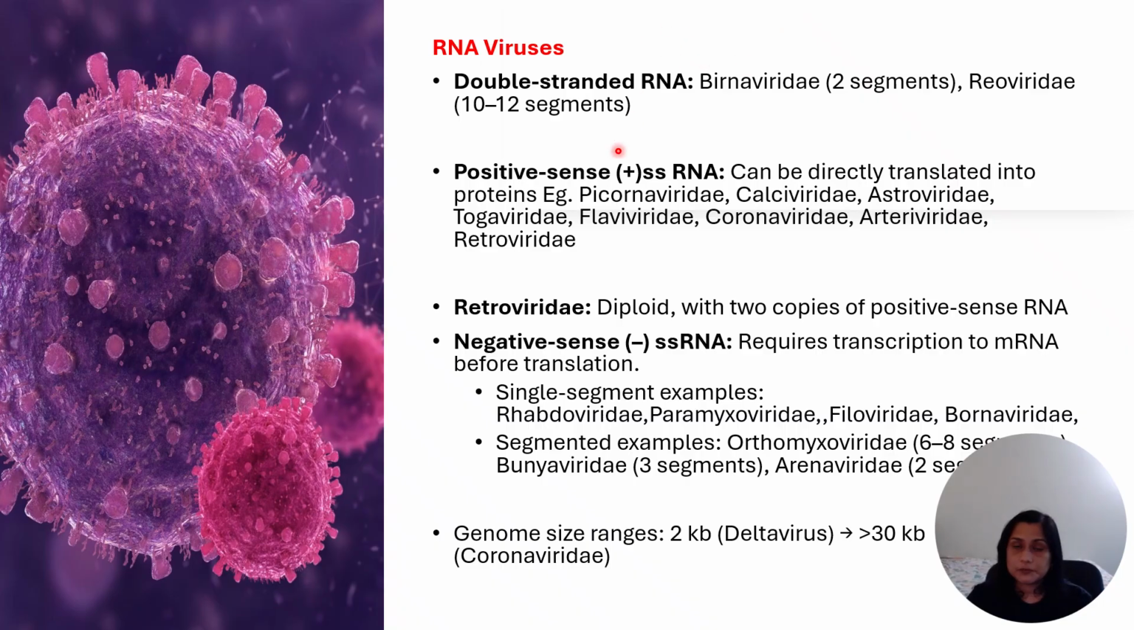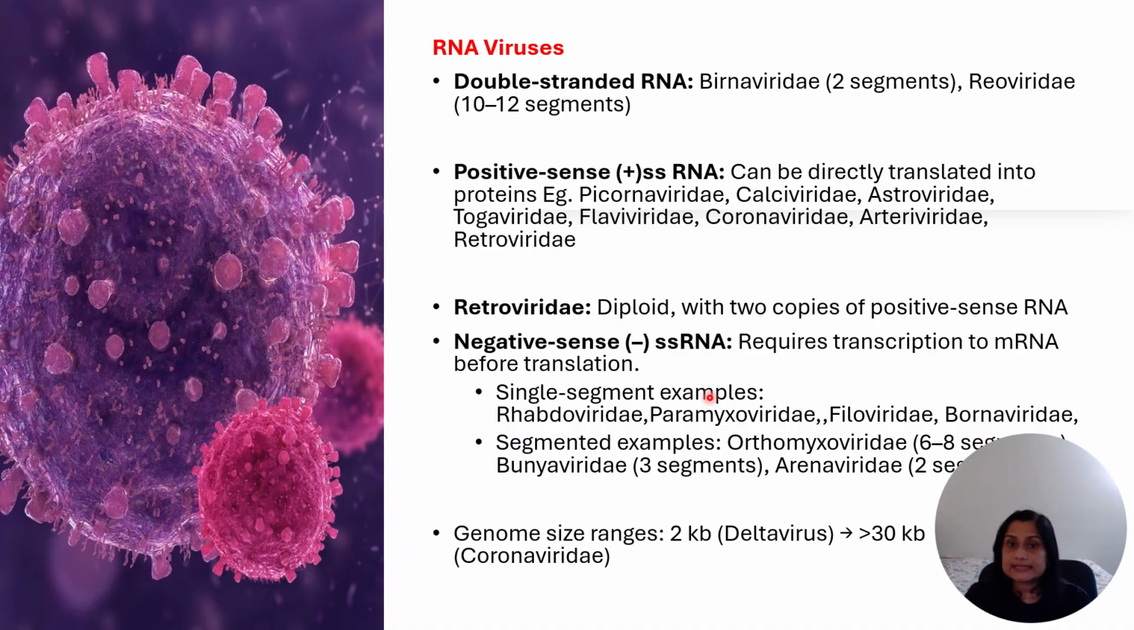Next, we have the positive-sense single-stranded RNA viruses. They are special because their RNA can directly act as messenger RNA, meaning it can be immediately translated into viral proteins once inside the host cells. Examples include Picornaviridae, Caliciviridae, Astroviridae, Togaviridae, Flaviviridae, Coronaviridae, Arteriviridae, and Retroviridae. Among them, the Retroviridae family is very unique because their genome is diploid, meaning they contain two copies of positive sense RNA.